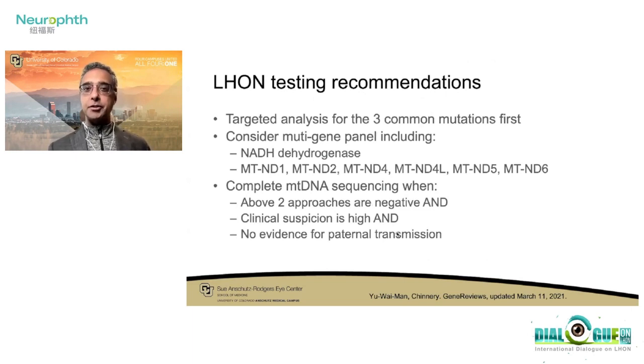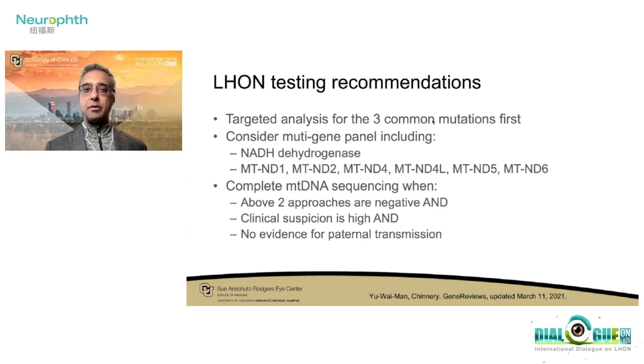I showed you a couple of slides ago that there are a number of laboratories out there that are providing this testing. And while I would assume that all of them are CLIA certified, it's not entirely clear that they all have the same sensitivity and specificity in terms of the test strategies that they are using. Second line, if the targeted mutational analysis is not revealing, would be to consider multi-gene panel testing, as shown here, NADH dehydrogenase, and then the numerous ND1 through ND6 genes.